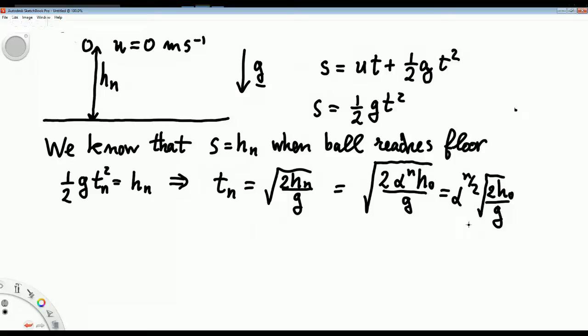But if you think about the term with the square root of 2h0 over g, that's just the time that it took for the ball from the very beginning of the whole process to reach the floor. So it started at the height h0, and it took exactly square root 2h0 over g to reach the floor. So we can just say that Tn, therefore, is just alpha to the n over 2 times t0. I'm calling this square root t0. So this was just the time from h0 to the floor.